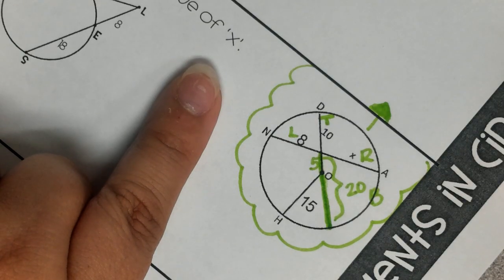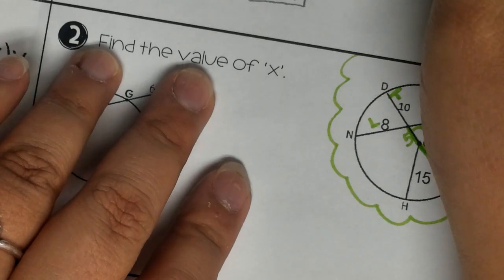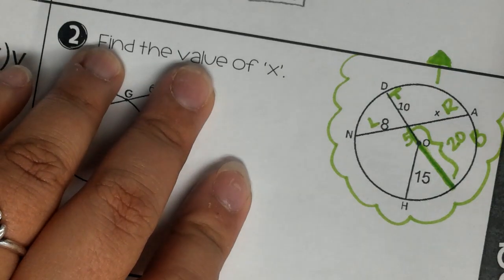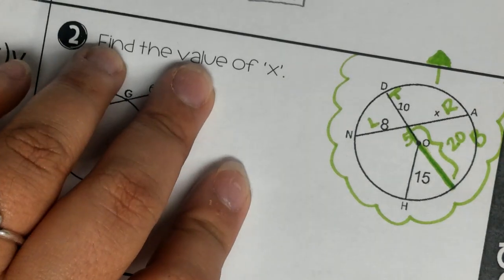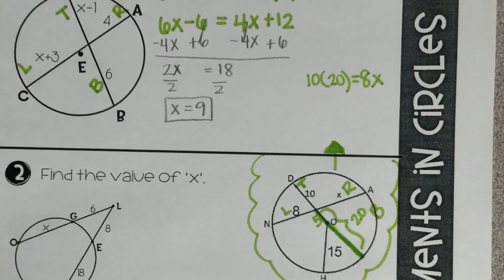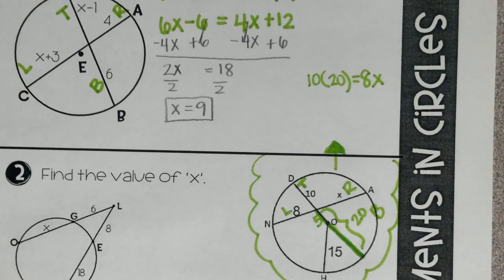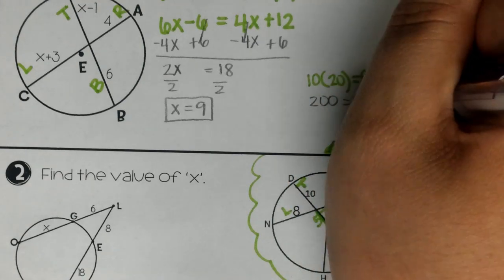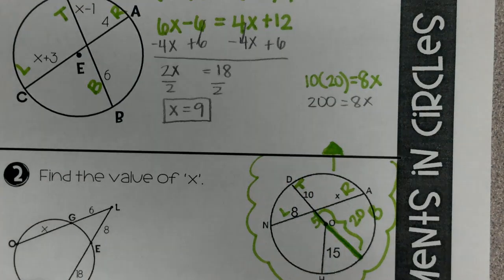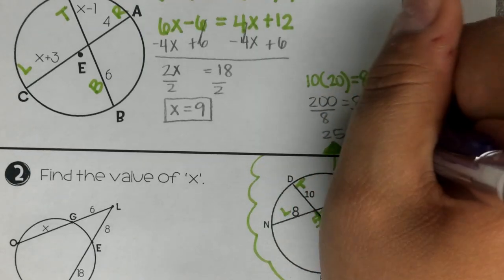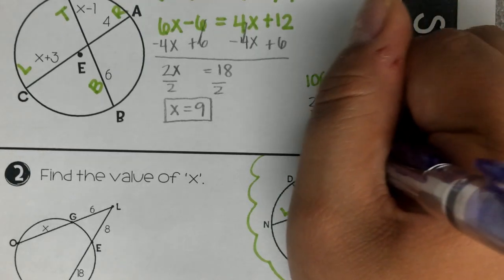So now I'm going to do my rule. What is the top? 10 times the bottom, 20, equals, what is the left? What's the right? And what do I do? 8x is equal to 10 times 20. What's 10 times 20? 200. So 200 equals 8x. Divide by 8. And what did you get? 25. X is 25.